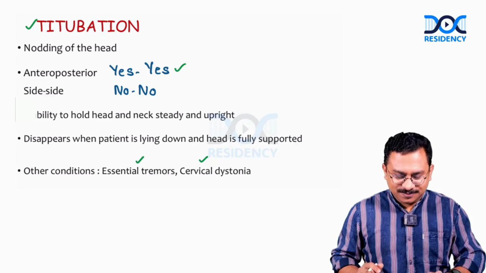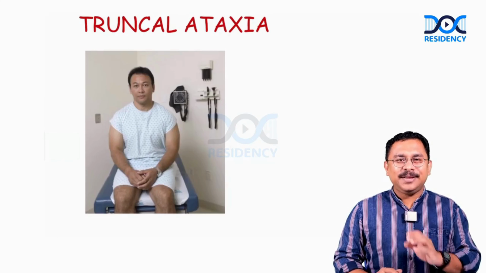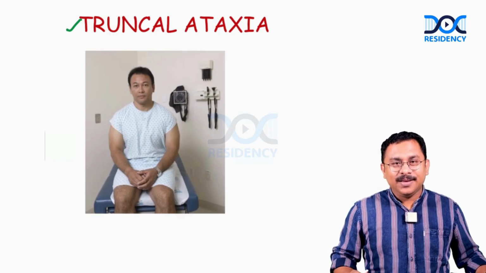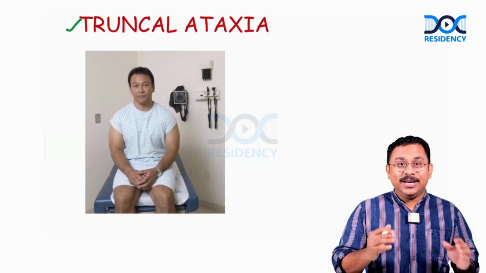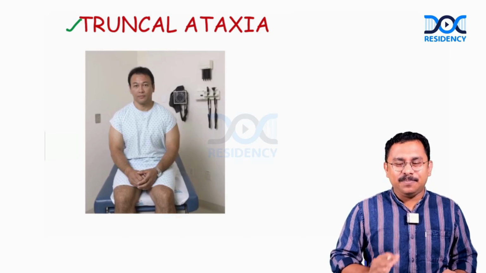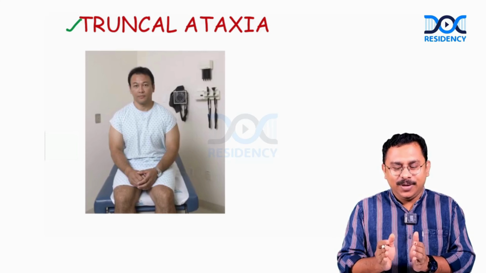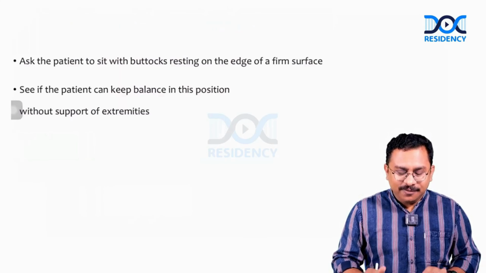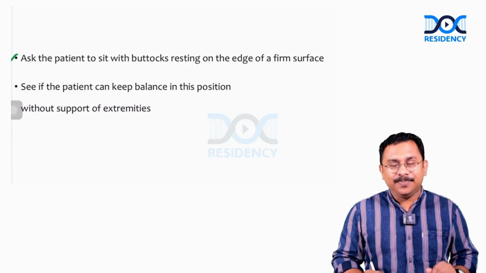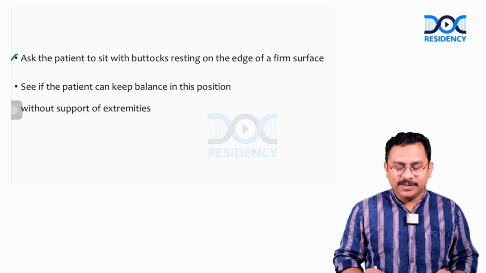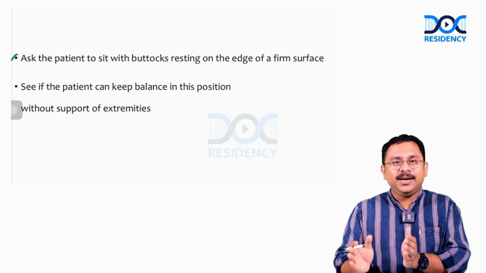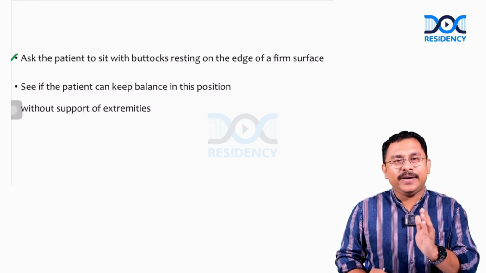Clear? Okay. The next feature of cerebellar dysfunction is truncal ataxia. We'll see what truncal ataxia is, and very importantly, you should know how to demonstrate truncal ataxia. Are you seeing this picture here? Just like this, ask the patient to sit with the buttocks resting on the edge of a firm surface, and see if the patient can keep his balance in this position without the help of extremities.